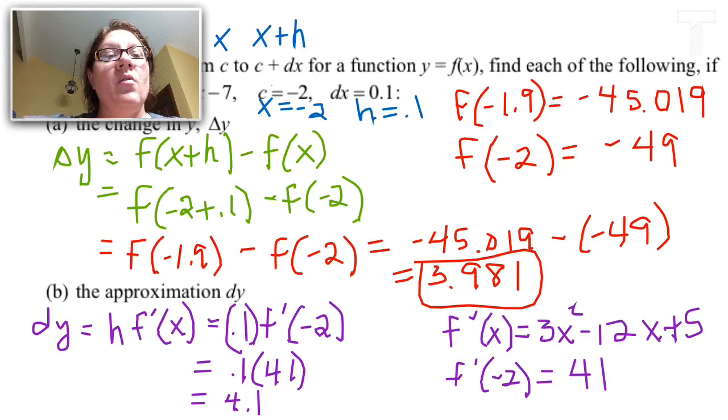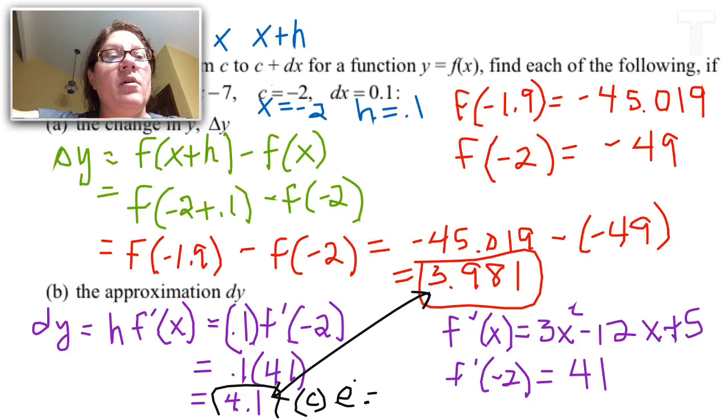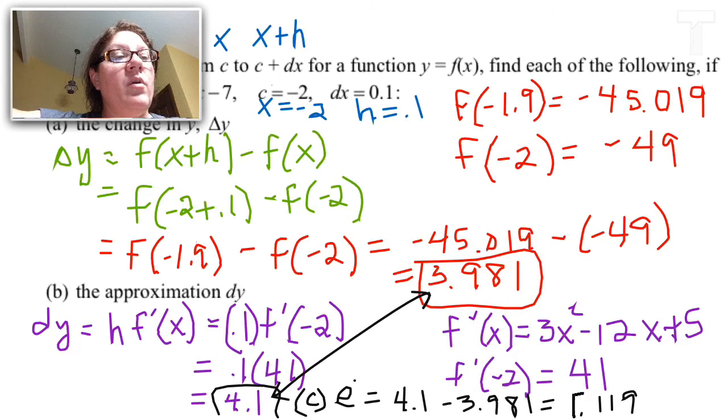And so I can note that that's pretty close to 3.981. And so to answer part C, which is the error, so my error is just the absolute value of the difference, or since I know which one is bigger, I'll put that one first, and then I don't have to worry about absolute valuing. And so my error is 0.119. They were very close.